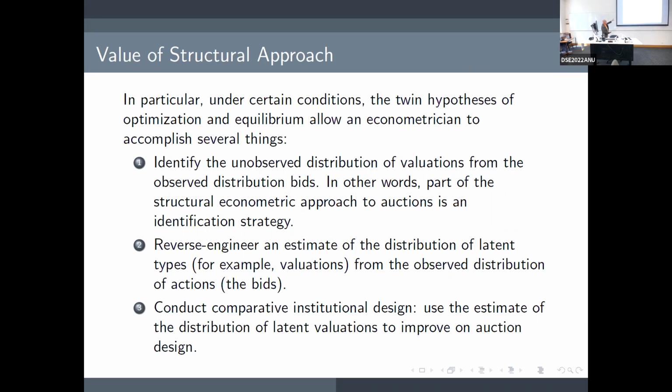You can then, from that, reverse engineer, estimate it. But the really important thing is to conduct comparative institutional design to see if there are ways of improving on what exists. And sometimes there are, and sometimes there aren't.